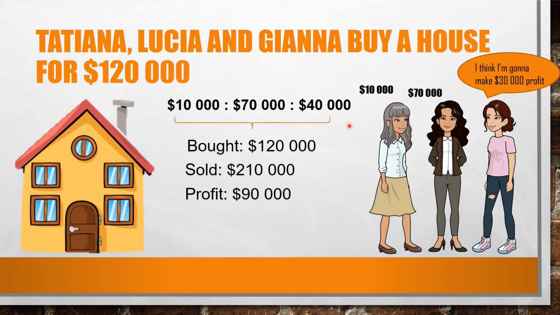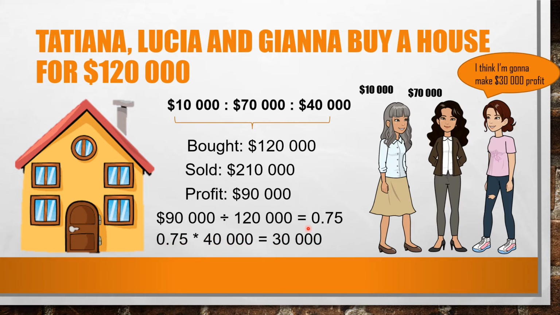So first we have to find out what is the value of 1 part in $120,000. So we divide $90,000 by $120,000 to find out the value of 1 part. And then we multiply that by $40,000 and we get $30,000 profit. So now we know that Gianna is correct and she made $30,000 profit.